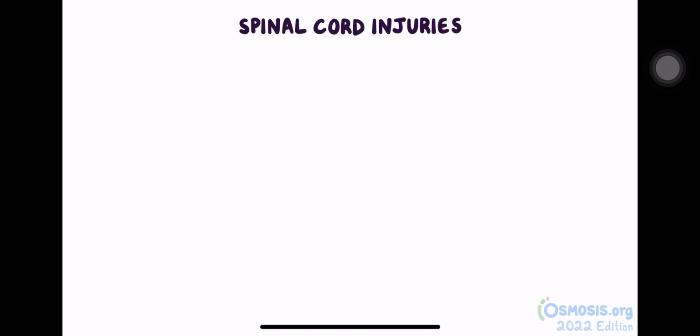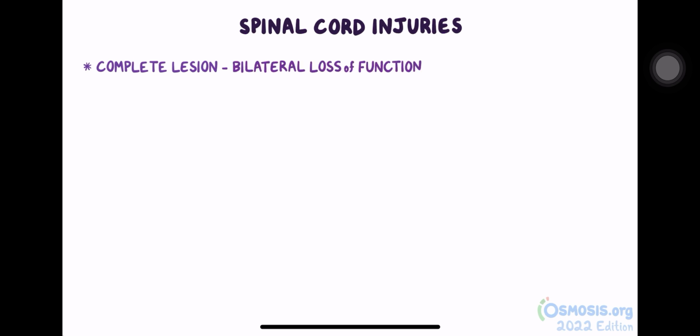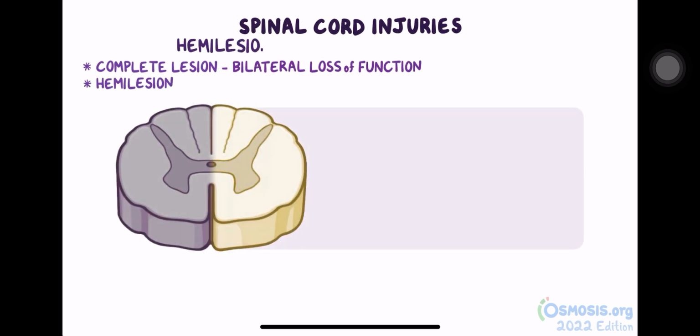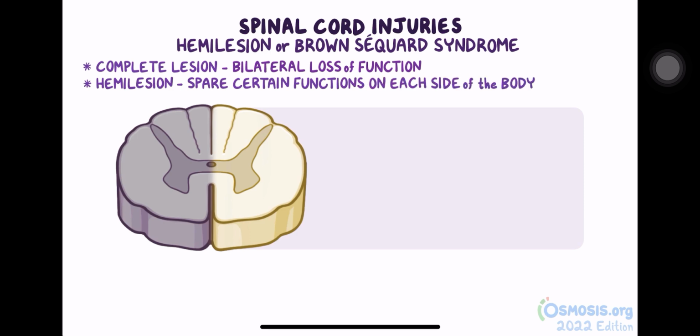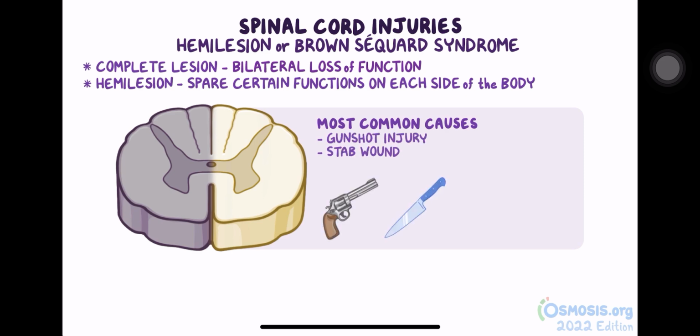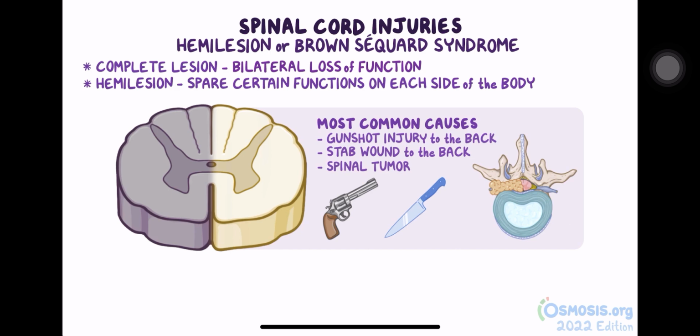Now, unlike a complete lesion of the spinal cord, which causes bilateral loss of function of the structures below the lesion, a hemilesion, which is a lesion to only one side of the spinal cord, also known as Brown-Séquard syndrome, will spare certain functions on each side of the body, depending on the side of the lesion. The most common cause is a penetrating trauma, like a gunshot injury or stab wound in the back. But a large spinal cord tumor can also lead to this syndrome.